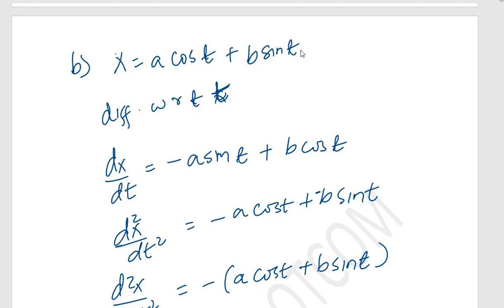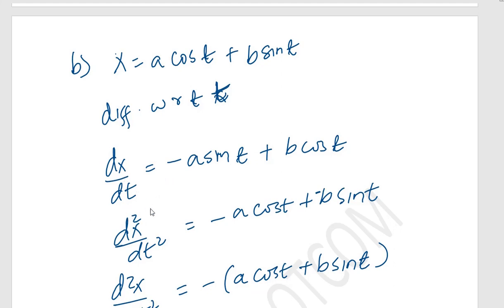So let us move. If we differentiate this expression, dx/dt is equal to negative, because the derivative of the cos is a negative sign, so it will be minus a sin t, plus the derivative of sine is a cos, so it will be plus b cos t. Now, if I look at this expression, I cannot get it from x, because if I try to bring x here, it cannot. So I go ahead and differentiate.